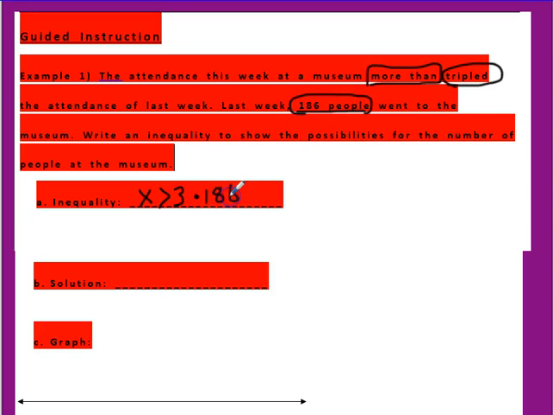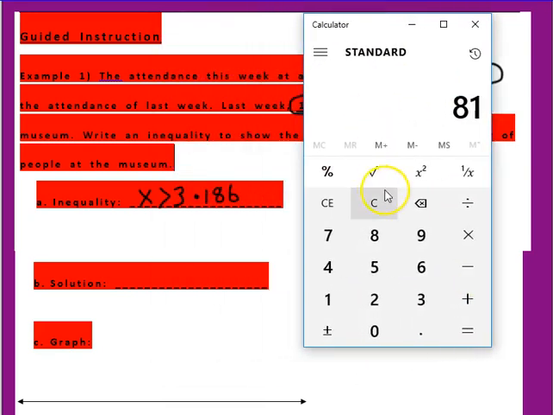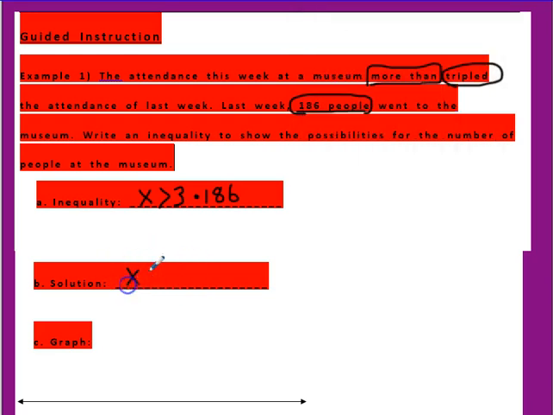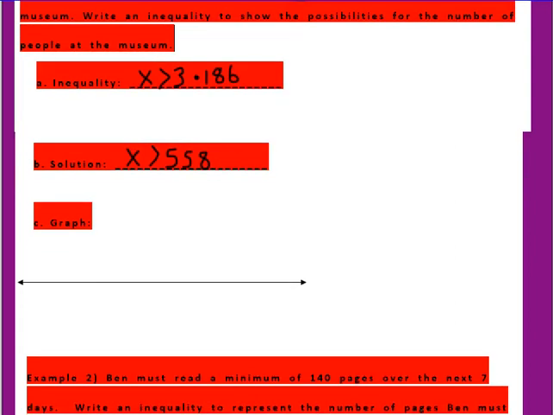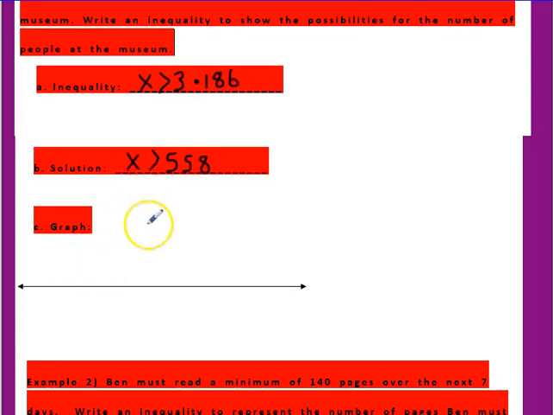Well, we can simplify that, right? Because we know what 3 times 186 is, or at least we can figure it out. Let's check. 186 times 3 gives me what? 558. So x must be greater than 558. Now what we want to do is graph the solution, because that will give us an idea of what kinds of numbers would satisfy that, meaning what could x be.